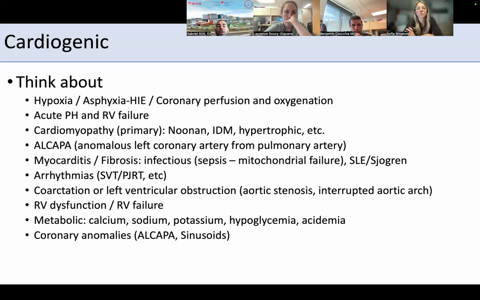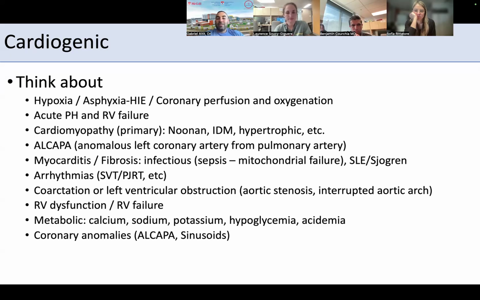ALCAPA, which is what we call an anomalous left coronary artery from the PA. These are patients that have a coronary artery that's not coming out from the aorta, but really from the pulmonary artery. So when the PVR drops, typically at around 1 week of life, they start hypoperfusing their left ventricle and they can present with severe LV dysfunction. So for a late presentation, you should always think of a ductal dependent lesion. So is there something that's obstructing my outflow tract, like aortic stenosis, coarctation, interrupted aortic arch, or is it something like ALCAPA, for example, that's presenting a bit later that cardiology needs to see ASAP?